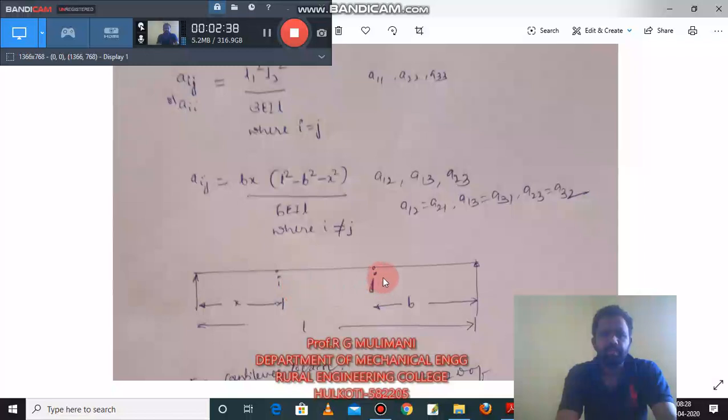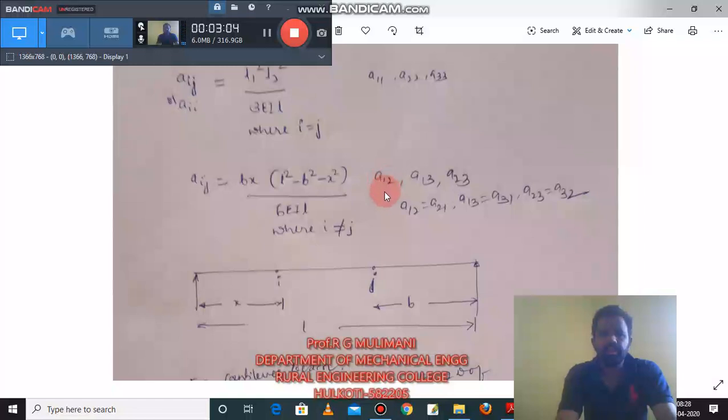What is b here? b is the position of the mass j where unit force is applied, the distance between the jth position and the right support, that is b, and we are looking at the displacement at the ith position. Okay, the ith mass, the distance between this ith mass and the left support, this is x.